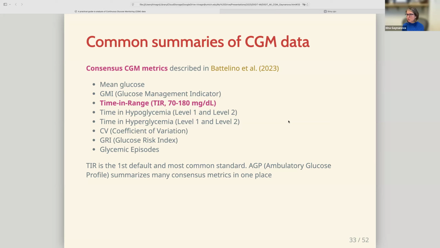Any questions so far? Hey, Irina, I have a question. Oh, yeah. So a lot of the metrics that you're looking at look at the big picture. But do you have functions in iglu to look at more event-based patterns?